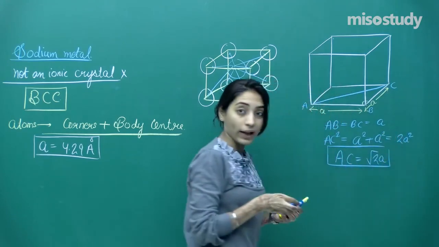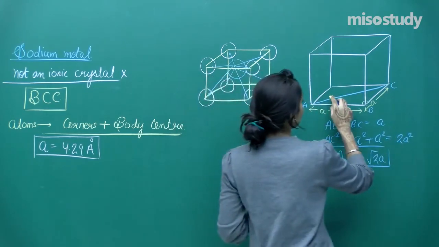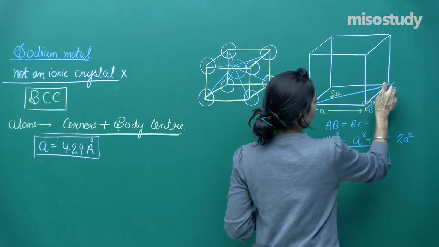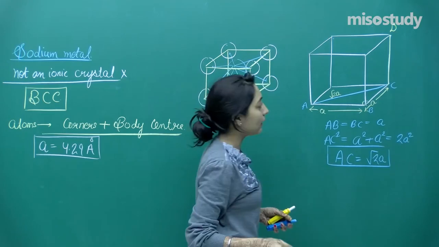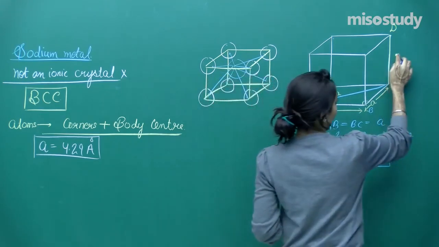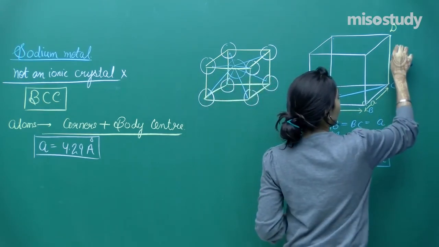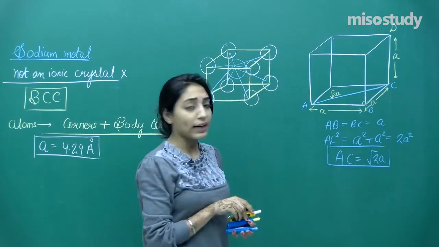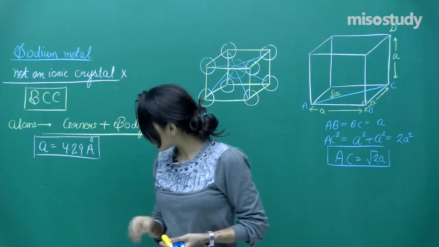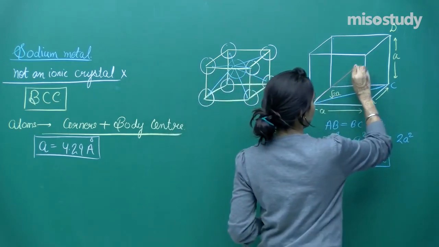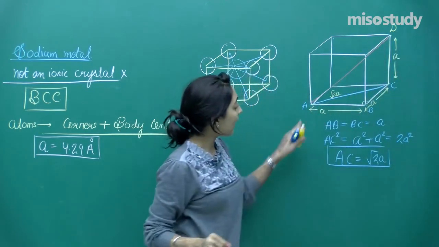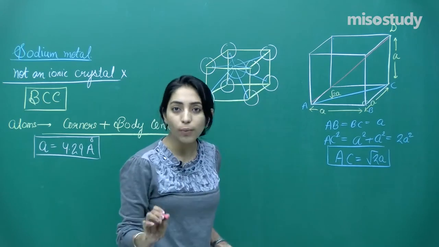Point number 1. Now once you know that this length is under root 2A, you also know that this length, let me call it CD, is given to us as edge length A. Again I can ask you that you can consider the Pythagoras theorem. So if you consider the Pythagoras theorem in this particular triangle, and this AD is what? It is the body diagonal.